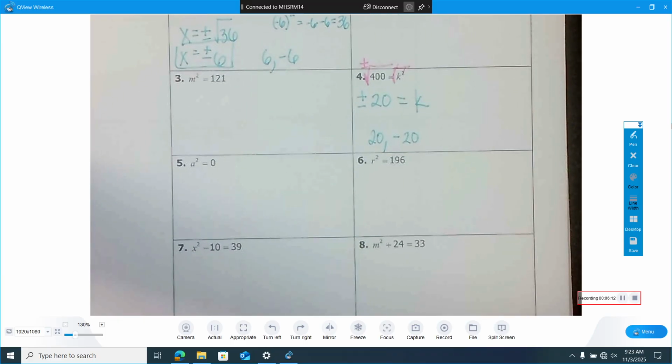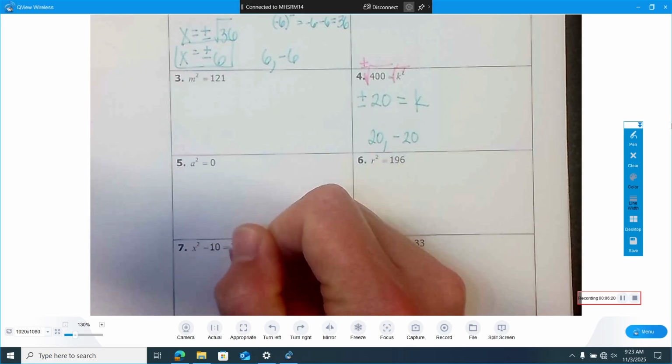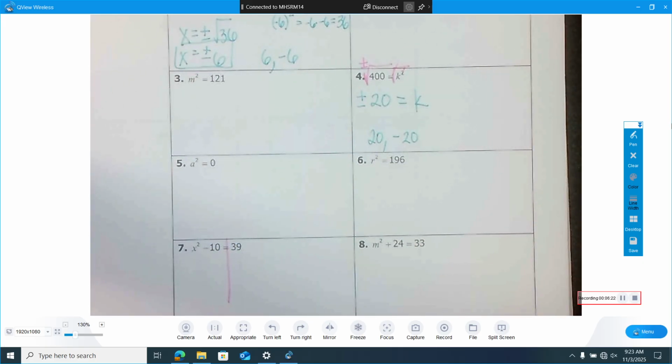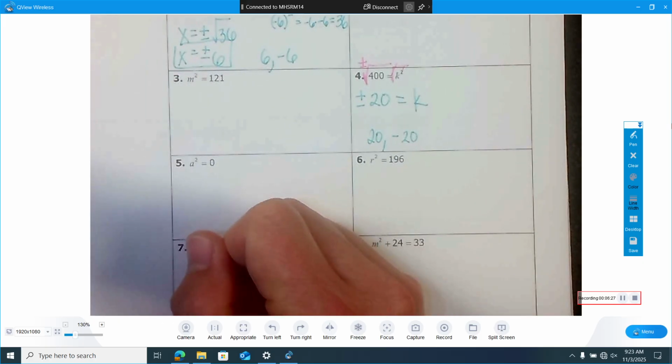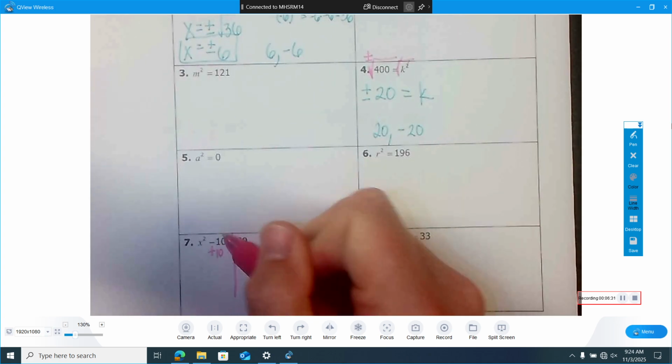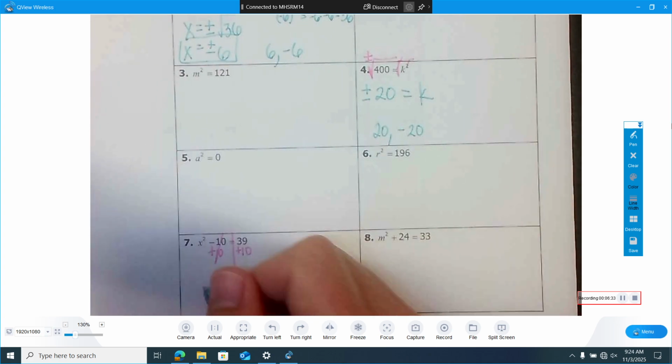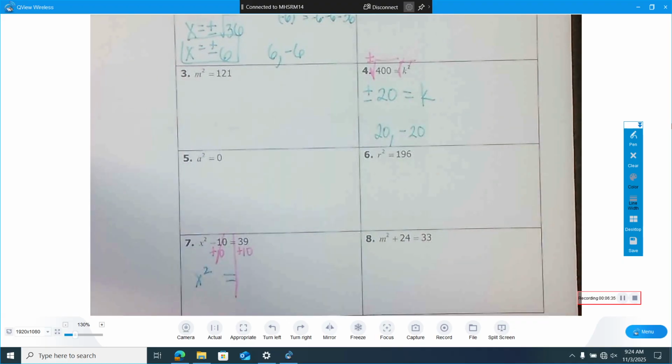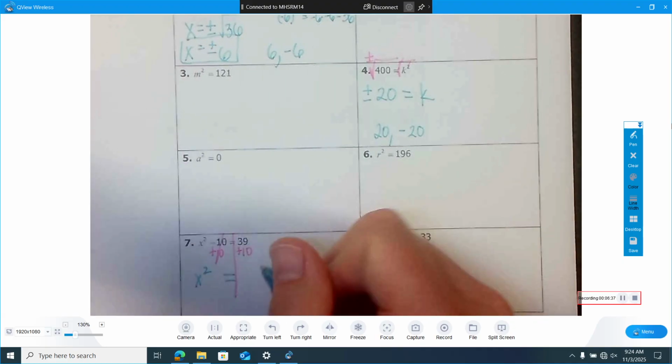Let's look at number 7. Our job is to get the thing being squared, the variable, by itself. What do we need to get rid of? That minus 10 there. I'm going to draw my wall. And then how am I going to get rid of that? Add 10 on both sides. Negative 10 and positive 10 make a 0. So I have x squared equals, what's 39 plus 10?